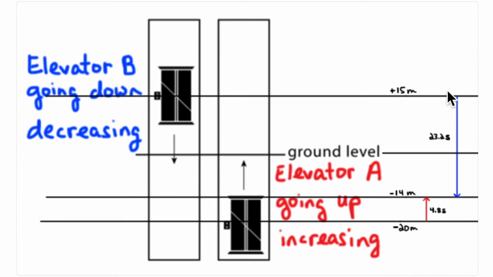So again, here's the 15 meters, takes 12 seconds to get to ground level, and another 11 2/10 seconds to get to negative 14 meters. Elevator A doesn't have to travel this 11 2/10 seconds. So that can get subtracted from the 16 seconds, and you end up back at 4 8/10 seconds.